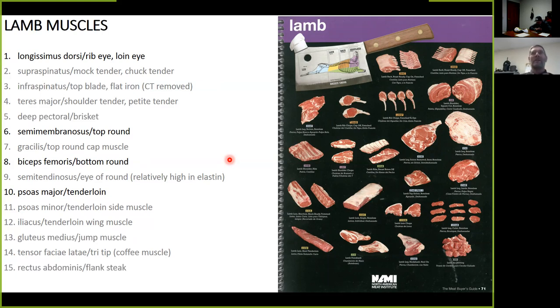Can you find cuts with the longissimus muscle? Maybe the lamb rib chops. Yep. These rib chops, they're Frenched. Frenched means that we're taking the soft tissue off the rib bone and leaving that exposed. So those would have it, these would have it, these would have it, these would have it. Any other lamb cuts that would have a longissimus dorsi? Lamb short loin. Yep. Absolutely.